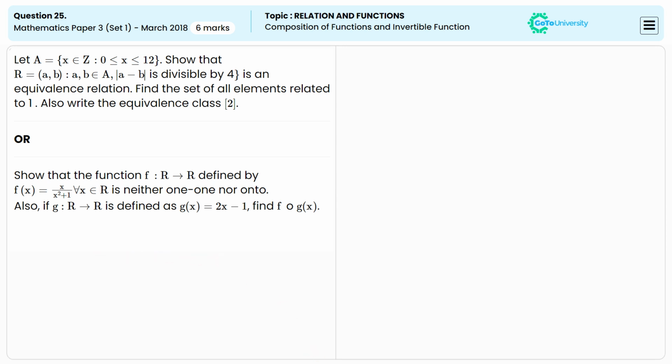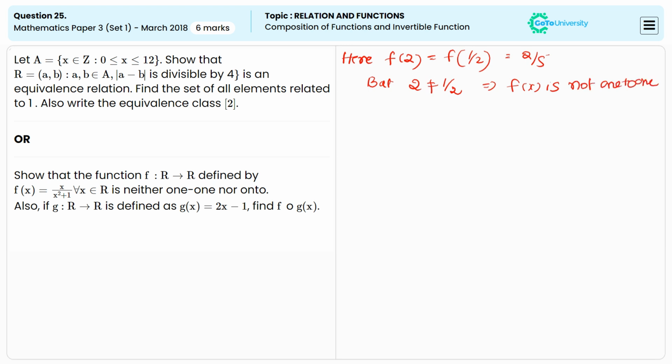So to show that it is not onto as well as not 1 to 1, we just need some examples. So let us take this particular example. Here f of 2 is equal to f of 1 by 2. Both are equal to 2 by 5. But we know that 2 is not equal to 1 by 2. So it is evident that f of x is not 1 to 1.